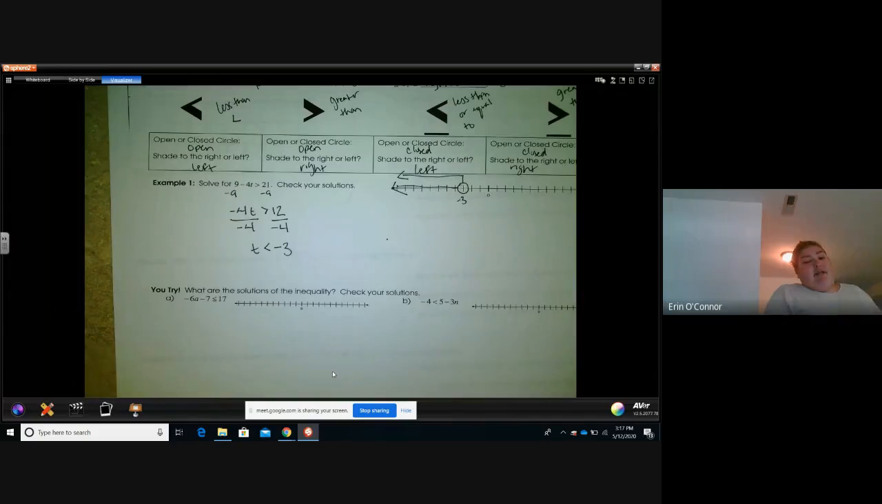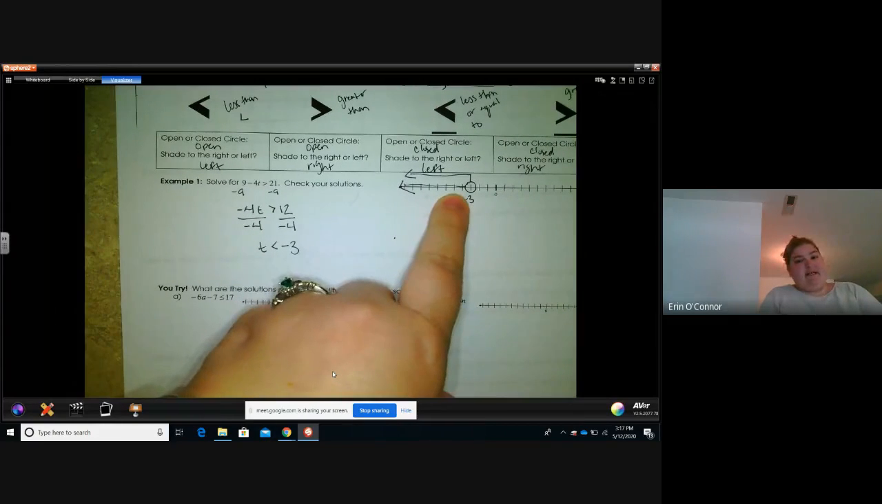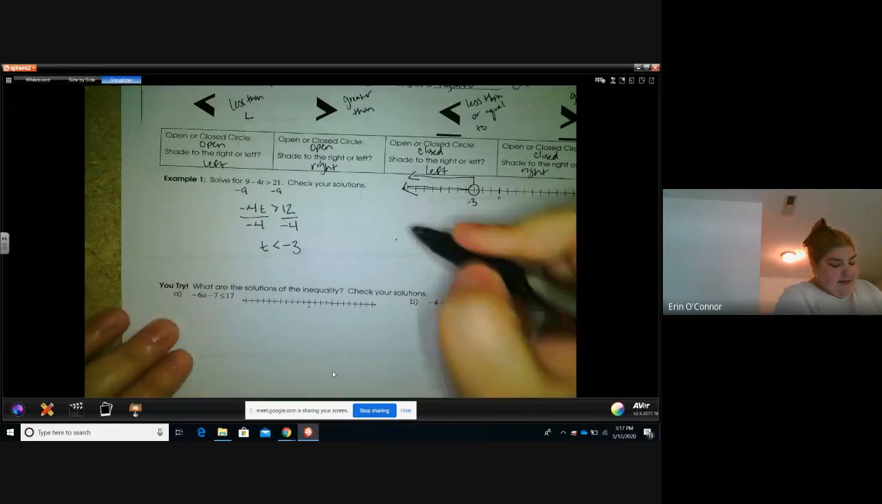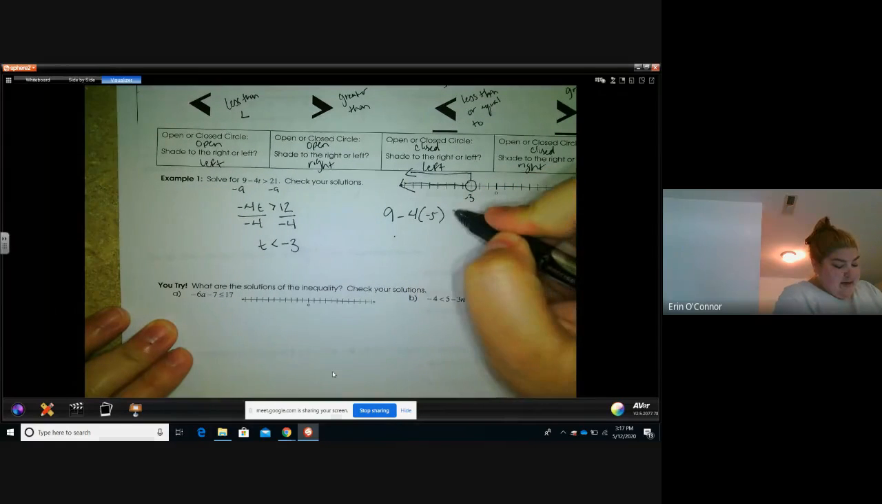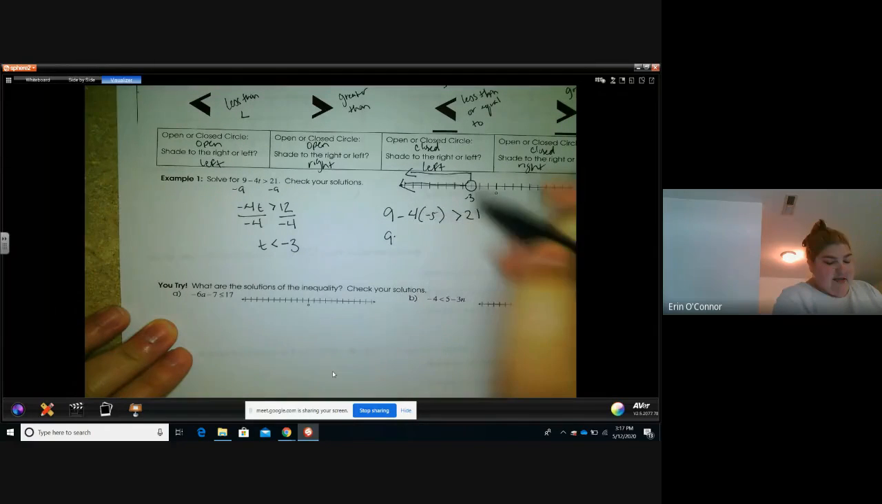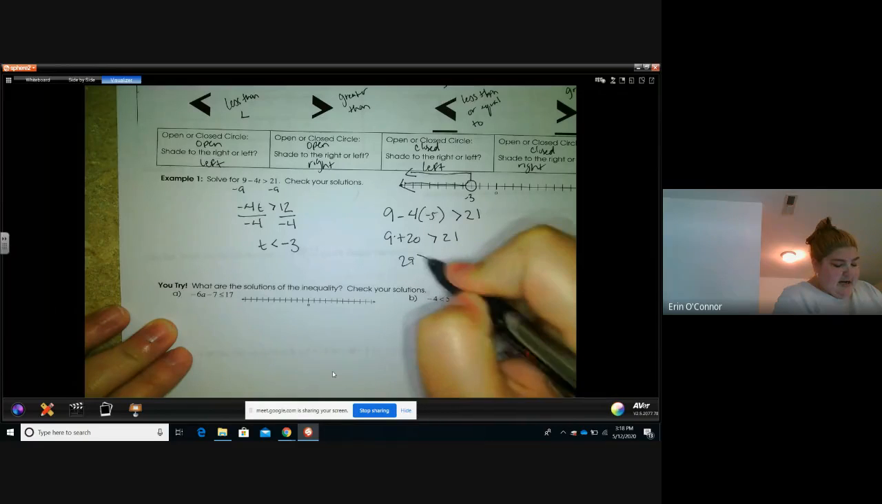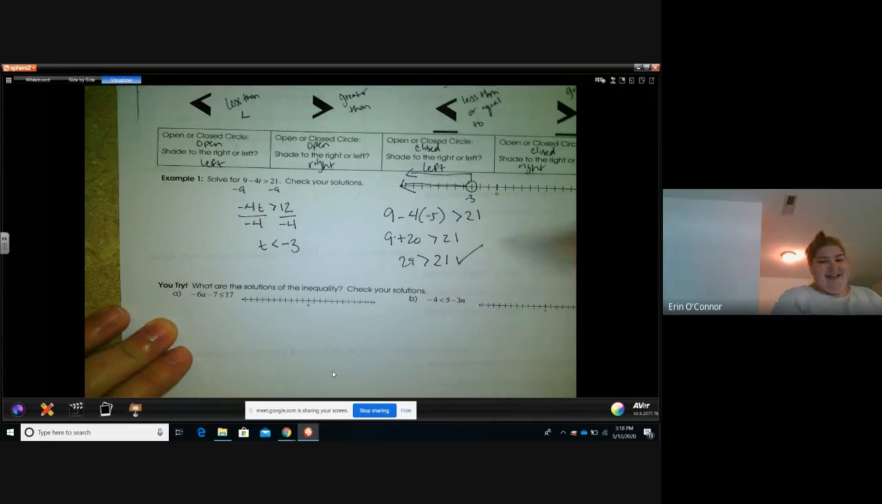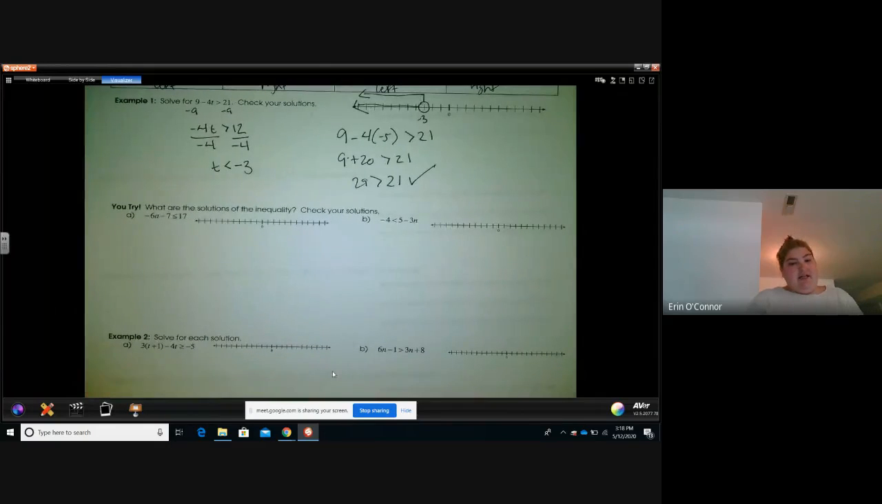So let's think of a number that's less than negative 3. Like negative 5. Negative 5 is less than negative 3. Let's plug that in to make sure it works. 9 minus 4 times negative 5 is greater than 21. Negative 4 times negative 5 is a positive 20. 9 plus 20 is 29. Is 29 greater than 21? It is. So now I want you to pause the video and you try the next two yourselves.